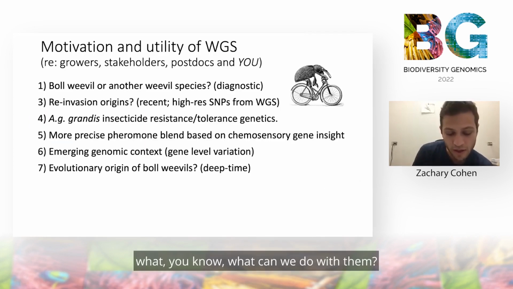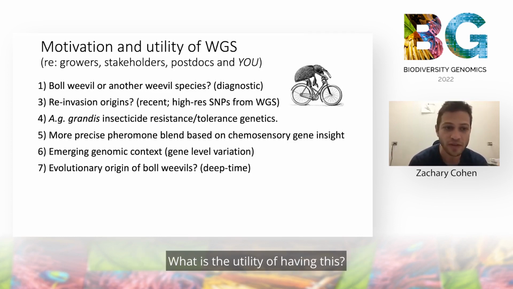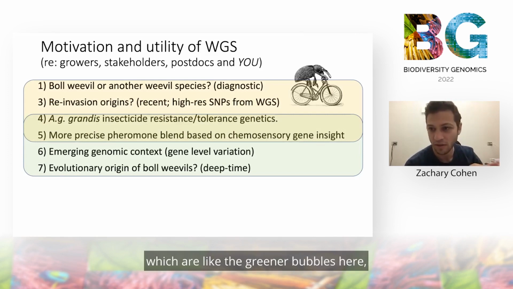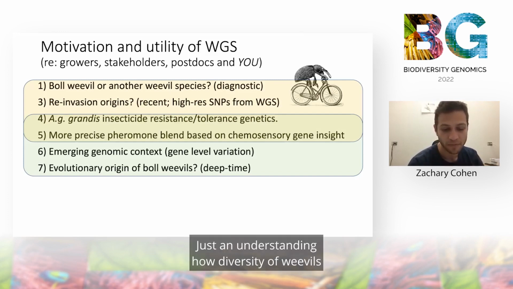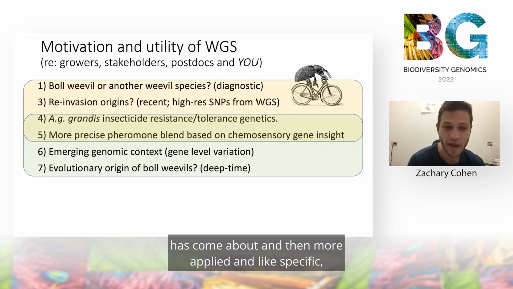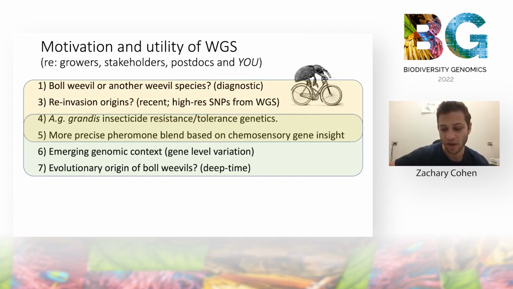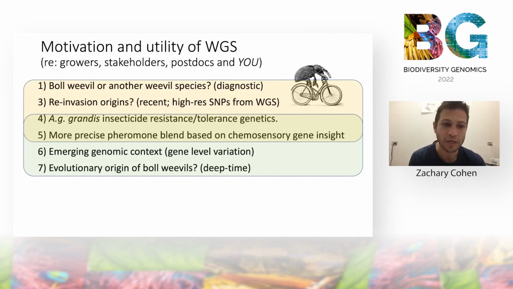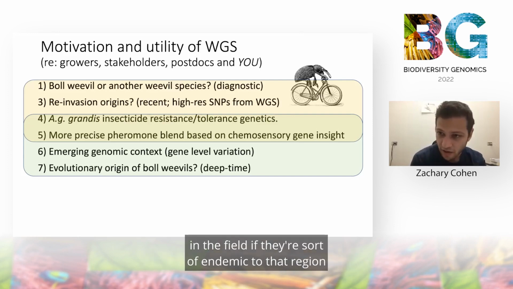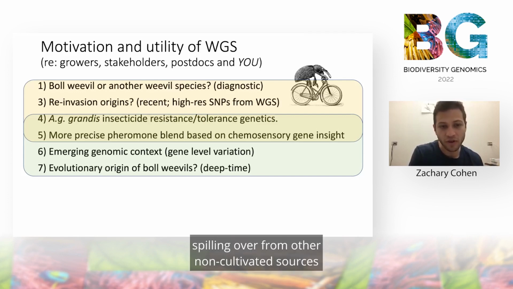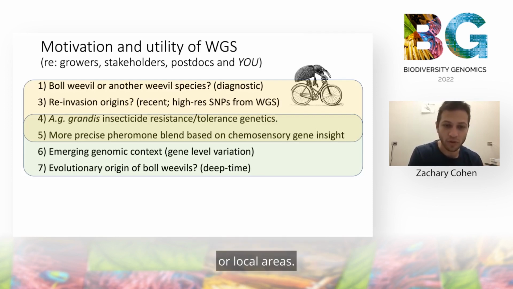So with these whole genome sequences, what can we do with them? What is the utility of having this? Well, it's an emerging system with a high quality reference. So understanding basic biology and basic evolution, the greener bubbles here, 6 and 7, is relevant, just in understanding how the diversity of weevils, which is the most speciose taxon on the planet, has come about. And then more applied, more relevant to ARS and growers: how can we better control this weevil? How can we determine the origin of the weevils that are found in the field, if they're endemic to that region, or if they're colonizing or spilling over from other non-cultivated sources or local areas?